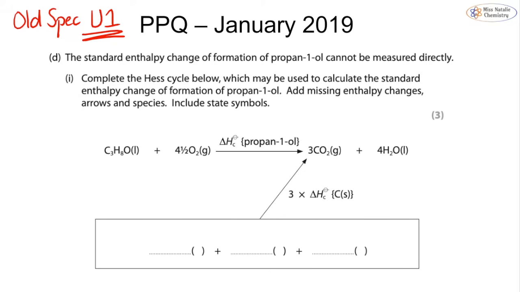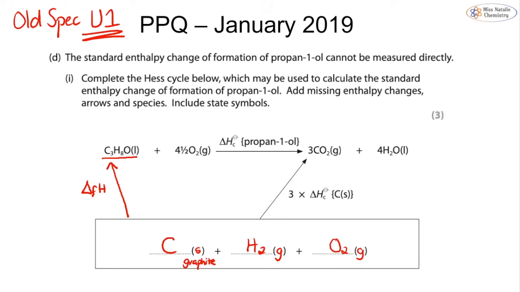So let's think about this here. This is our propan-1-ol, and we want to measure its enthalpy of formation. So what is it formed from? Well, it's formed from some carbon, some hydrogen, and some oxygen. Now you can see in the box we're going to have 3 reactants here, and this is going to be our enthalpy of formation for propan-1-ol. Okay, so how does this form? Well, it forms from carbon as a solid, which is graphite. It forms from hydrogen as a gas, and it also forms from oxygen as a gas.